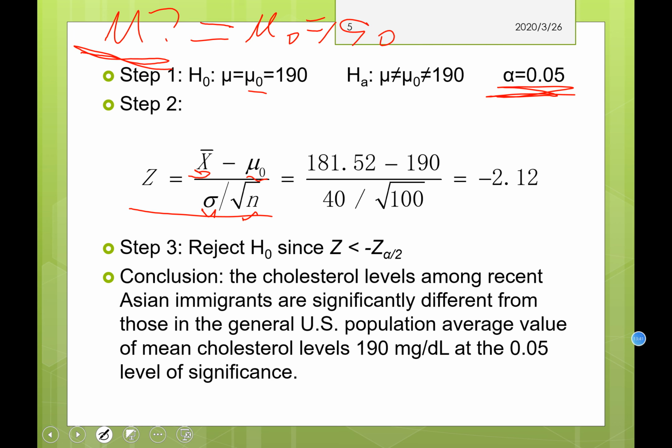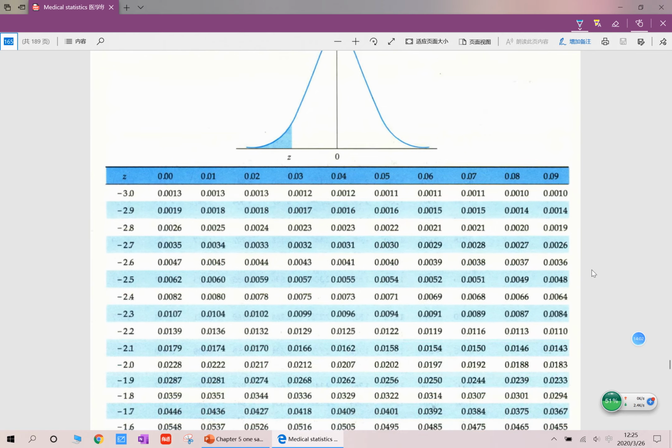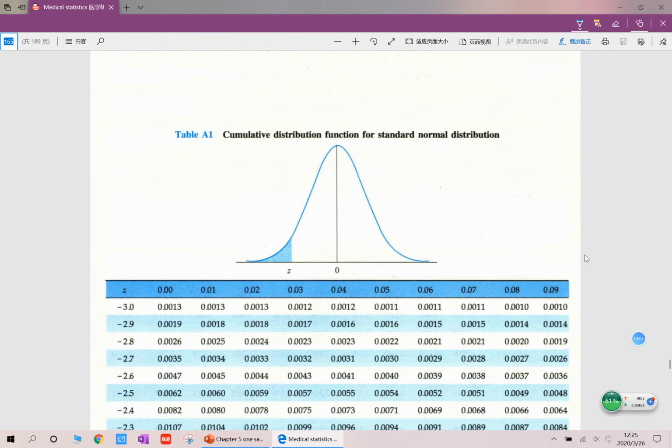And step 3 is to make the decision of rejecting or not rejecting. How can we do that? We need to use table A1, right? We need to use table A1. So let's check this number in table A1. Okay, this is the appendix table A1. That is the cumulative distribution function for standard normal distribution. Actually, this is the table of z-value and its corresponding probability.